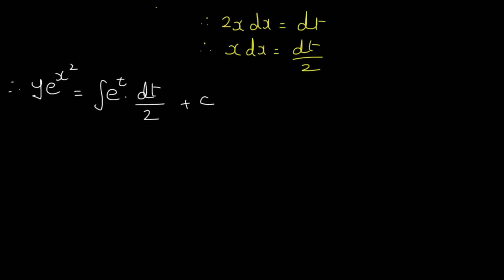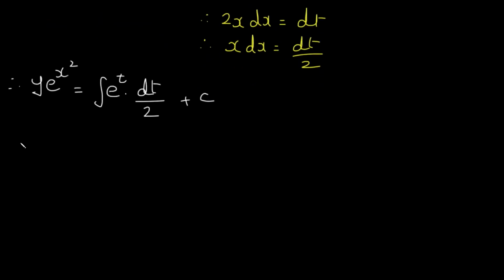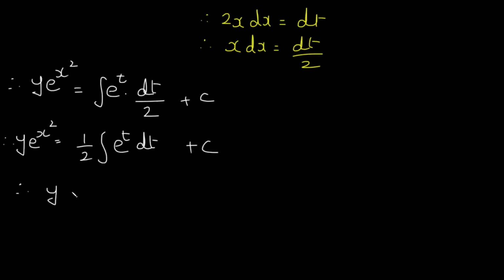Then in the next step, we just take 1 upon 2 outside on the RHS. So y e raised to x square is equal to 1 upon 2 integral e raised to t dt plus c. Now the integral of e raised to t dt is the same thing. And therefore we get the answer this way, that is y e raised to x square is equal to 1 upon 2 into e raised to t plus c.